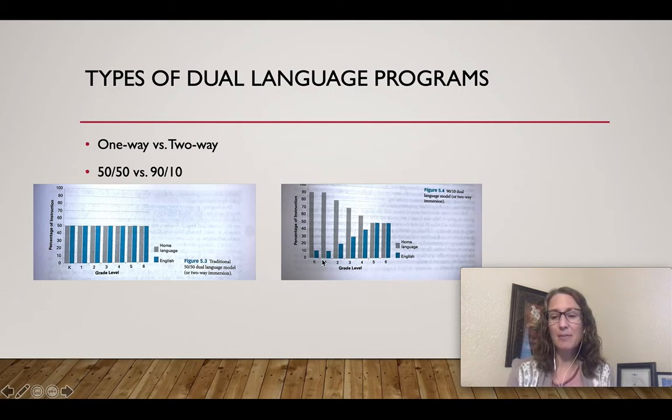Whereas in a 90-10 model, which is similar to a DBE model that some of you mentioned, you start in that program where 90% of your instructional day is in the home language, and about 10% is in English. And as you move through the program, as you move up in grade levels, that percentage shifts until you get to 5th or 6th grade, where you're at about a 50-50. And there's a lot of reasons for that I won't go into right now. A lot of it has to do with literacy development, but that looks more similar to a DBE model.